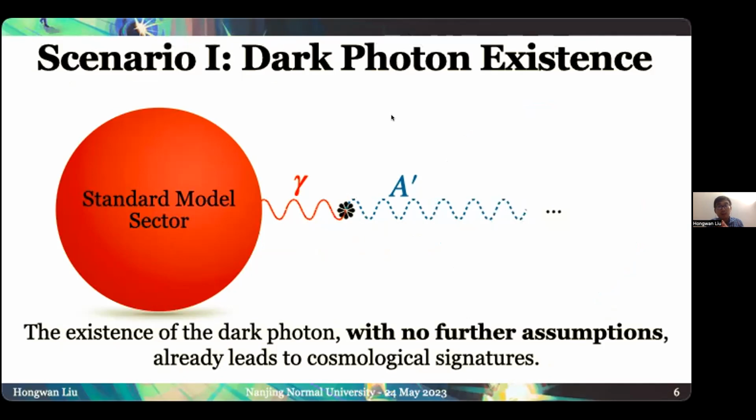So in this talk, I'm going to focus on two very simple scenarios where the dark sector contains the dark photon. The first scenario is just the dark photon simply existing without any further assumptions on any particles in the dark sector. So we just have the dark photon and we assume that there are no other particles in the dark sector. Even with no further assumptions, this already leads to very interesting cosmological signatures that I will talk about in the first half of my talk.